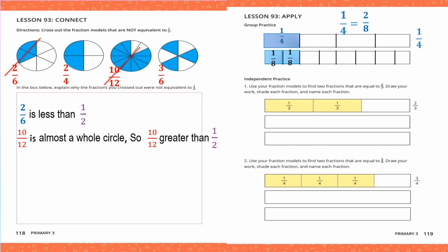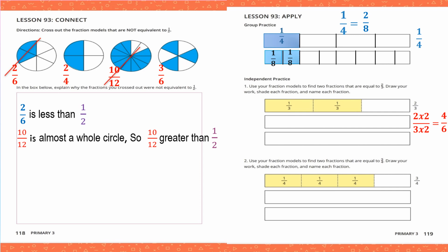Number 1, use your fraction models to find two fractions that are equal to 2 over 3. Draw your work, shade each fraction, and name each fraction. So I need to find two fractions equivalent to 2 over 3. The first fraction, I can multiply the numerator and the denominator by 2. Like this. 2 times 2 equals 4. 3 times 2 equals 6. So it equals 4 over 6.